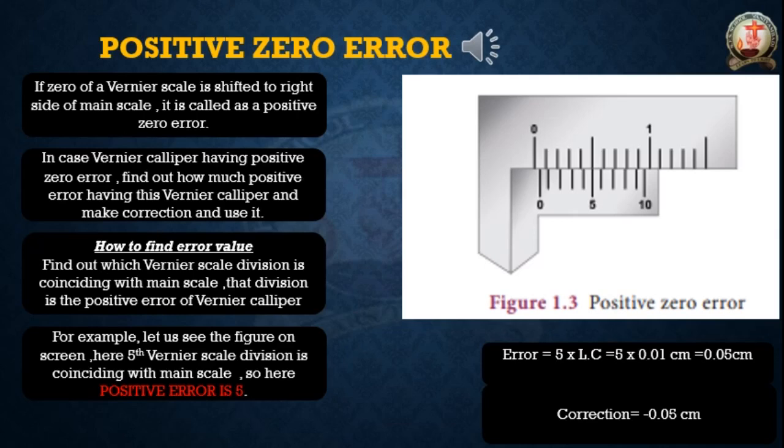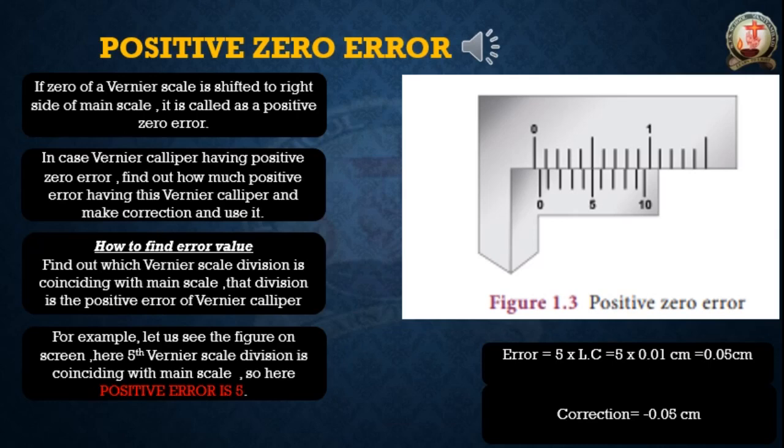Suppose the vernier calipers we are using show the scale like this, we can identify this vernier caliper has positive zero error. How do we find how much positive zero error that vernier caliper has? See the second box. In case the vernier caliper has positive zero error, find out how much positive error it has, make the correction and use it.